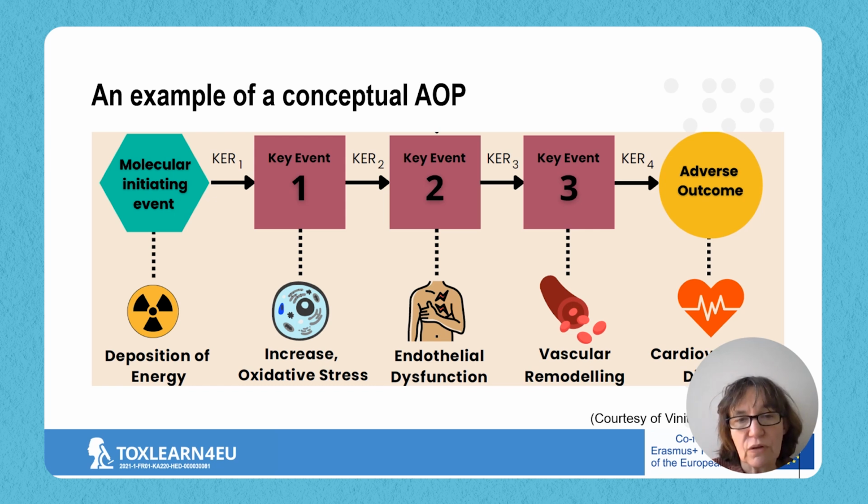An example of a conceptual AOP for radiation protection: we say that the molecular initiating event for radiation is often called the deposition of energy. This deposition of energy leads to, for example, increased oxidative stress, an increased production of reactive oxygen species, which will lead to endothelial dysfunction, which can then lead to vascular remodeling and to cardiovascular diseases. Cardiovascular disease is the adverse outcome at the human level.